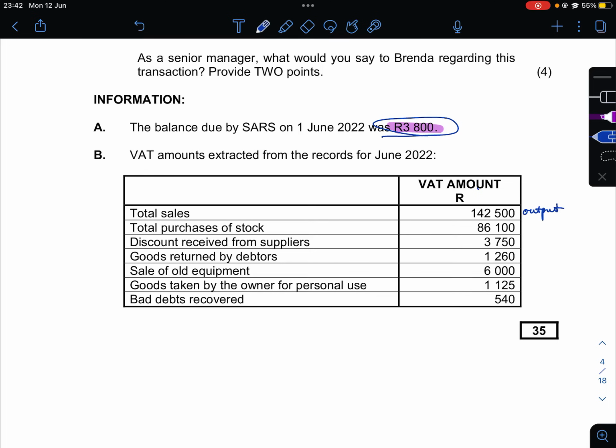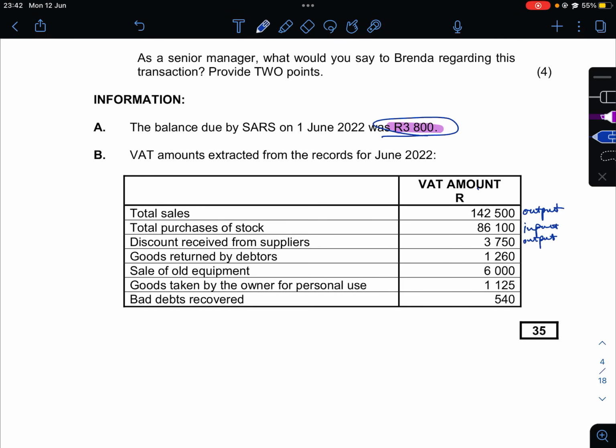Right, now total purchases of stock. Now it is the business that is purchasing stock. So they are actually paying SARS the VAT when they're purchasing stock from another VAT vendor. And then now it says discount received from suppliers. If they're receiving a discount, it becomes an output. So it becomes an output because the other VAT vendor has decreased what they owe to SARS.